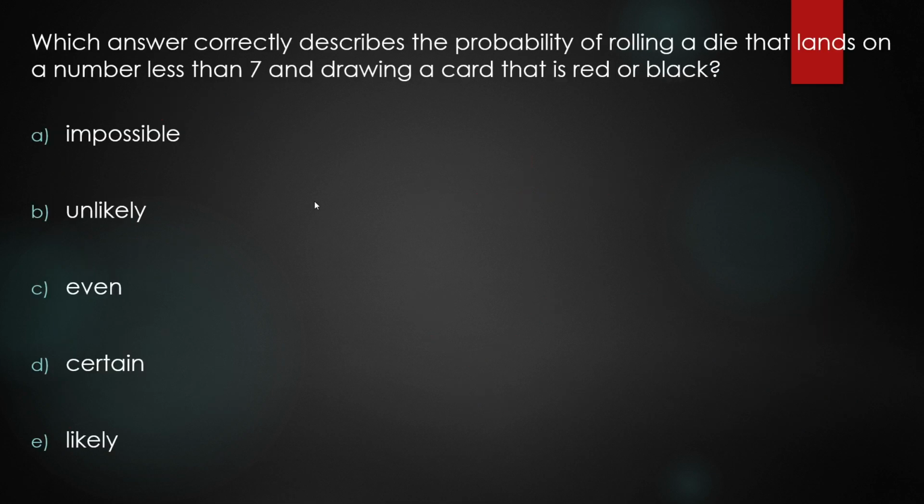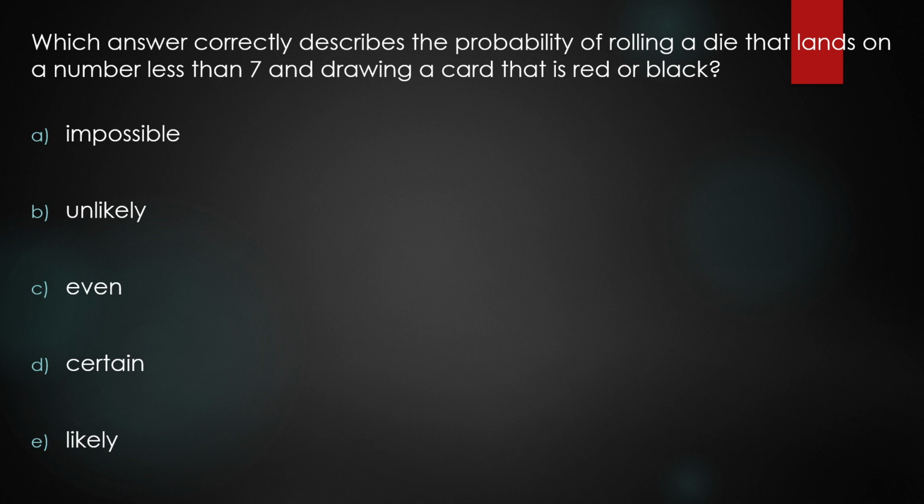All right, next question. So this question here says, which answer correctly describes the probability of rolling a dice that lands on a number less than 7 and drawing a card that is red or black? Okay, well, if I think about it, a dice is numbered 1 through 6, right? And all of those are less than 7. So for my dice, I have a 100% chance of that happening.